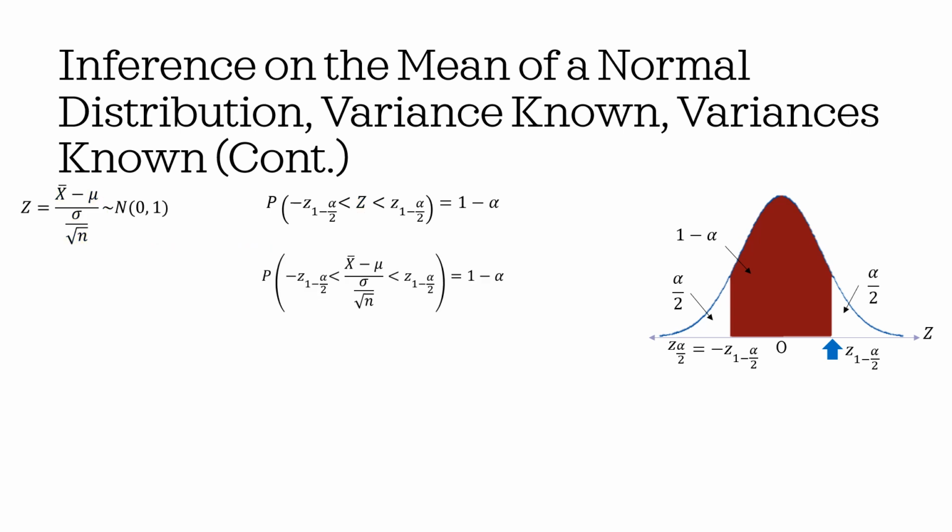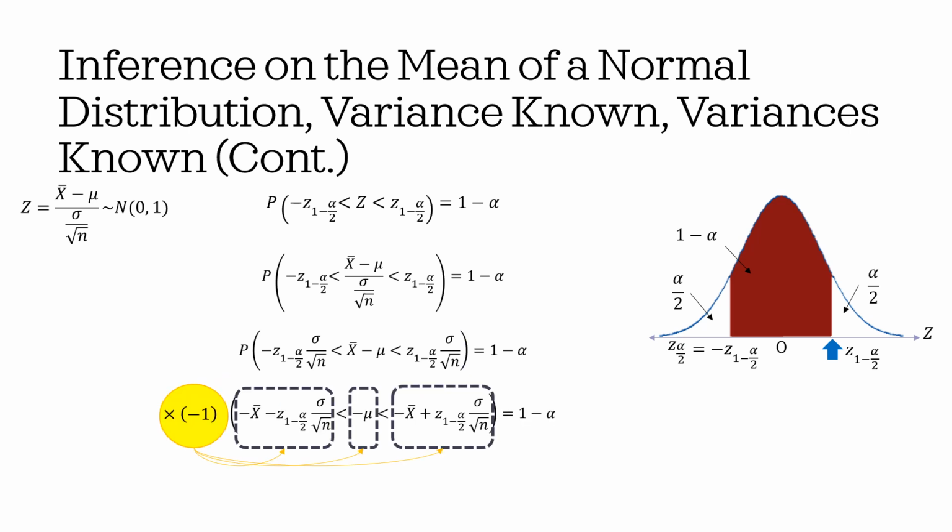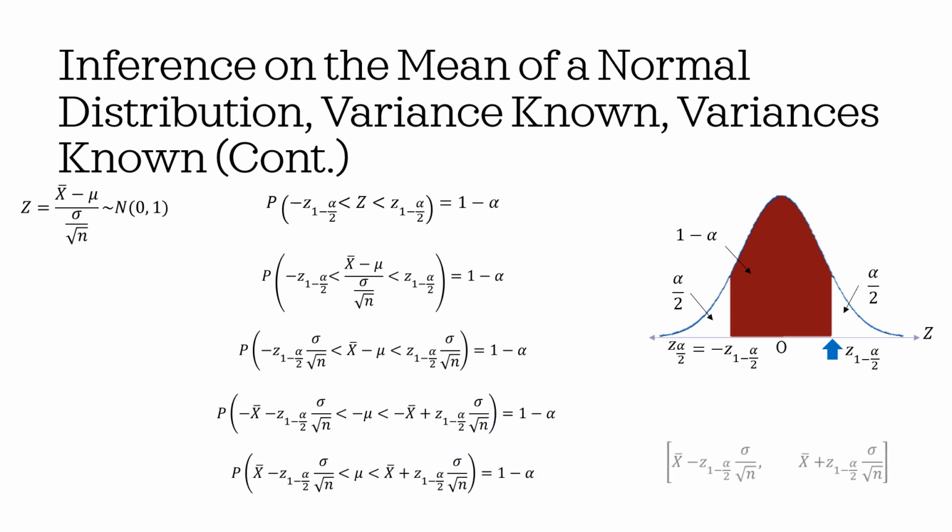Now that we have a function of mu in the middle, we can apply some simple mathematical operations to isolate mu. We multiply all sides of these inequalities within the parentheses with sigma over square root of n, subtract x bar from all sides, and finally multiply everything by negative 1. Please remember that multiplying an inequality by negative 1 would result in the inequality signs flipping. Having a closer look, we can see that we achieved our goal. We have successfully defined lower and upper bounds for mu, ensuring that the probability of mu being within these bounds equals 1 minus alpha.